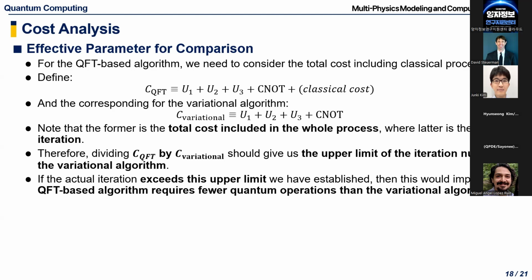But you should note that C_QFT is the cost included in the whole algorithm, while C_variational is the cost included per iteration. So dividing C_QFT by C_variational, we can verify the upper limit of the number of iterations included in the variational method, so that if the actual iteration number exceeds the upper limit that we have established, then that would imply that the variational algorithm will go through more quantum operations than the QFT algorithm.